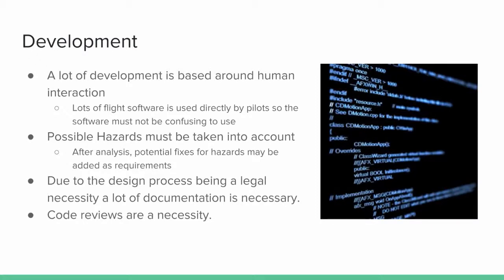Due to the design process being a legal requirement and highly regulated, there's a lot of documentation that goes along with it. This also comes back to more traditional models like the waterfall method and spirals, which include a lot of documentation compared to something like agile, which usually doesn't use as much documentation.